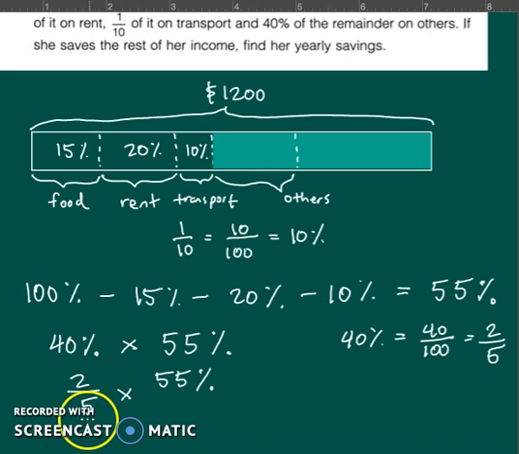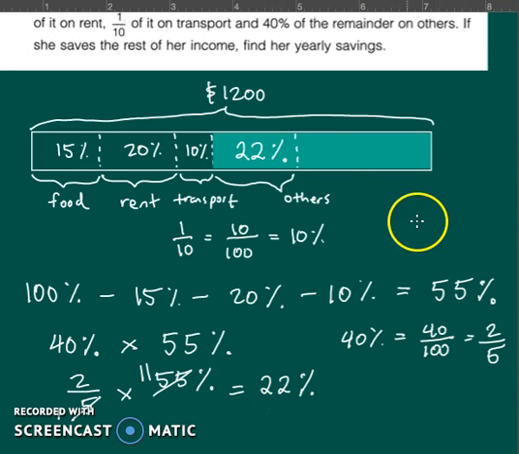5 and 55 have a common factor of 5, so we can simplify. 55 becomes 11, and we get rid of the 5 as a denominator. And the answer is 2 times 11%, which makes 22%. So what does that mean? It means that she also spent 22% of her original $1,200 on other people.